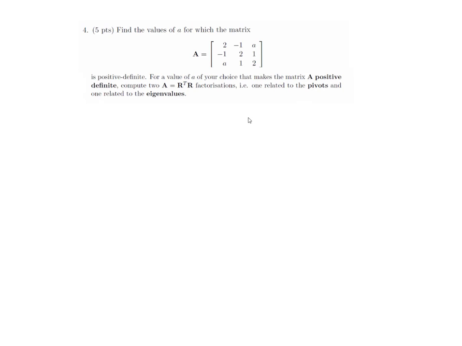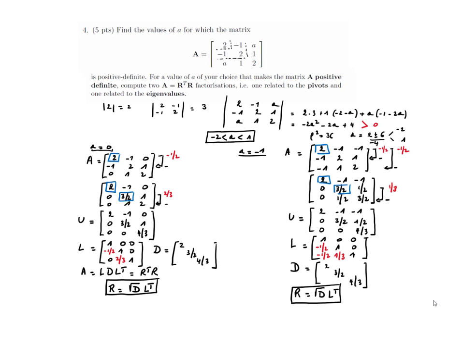So here is question 4. Find the values of A for which the matrix that is shown is positive definite. For a value of A of your choice, of course that makes the matrix positive definite, compute the two factorizations R transpose R of the matrix A, the one related to the pivots and the one related to the eigenvalues. As usual, try to do this by yourself and push the pause button.